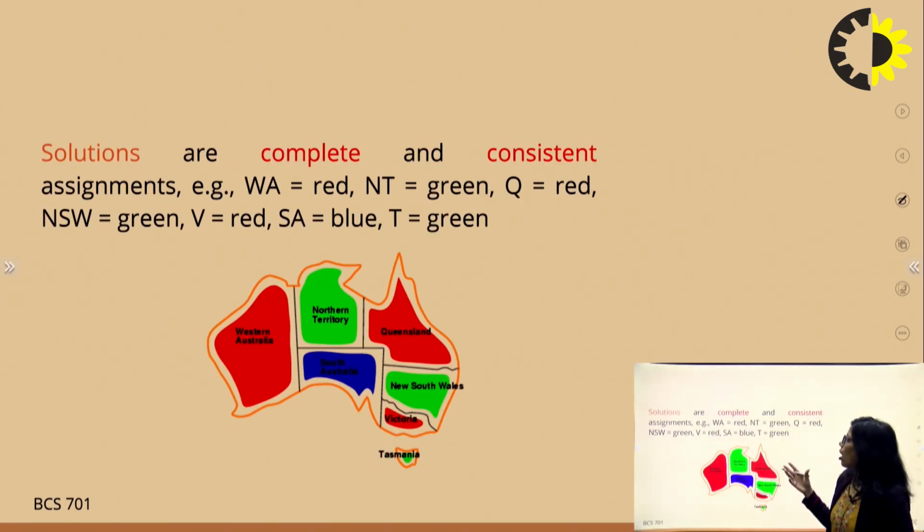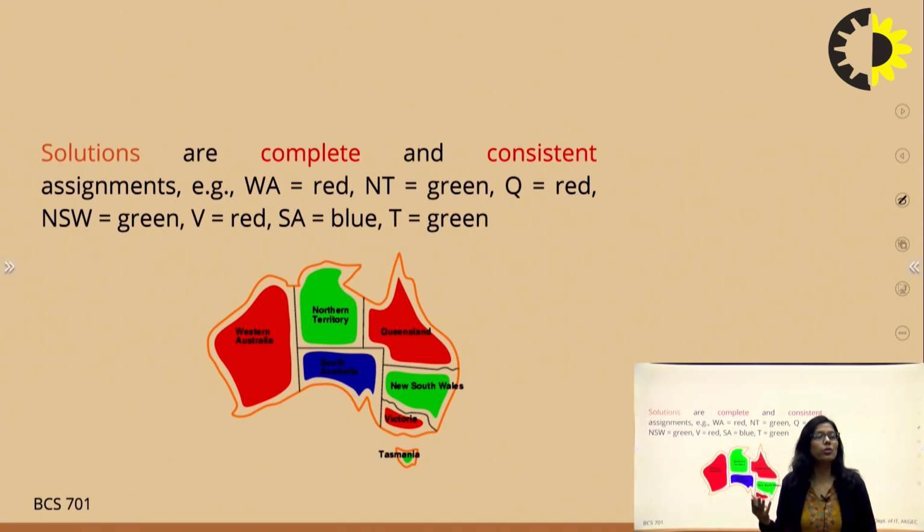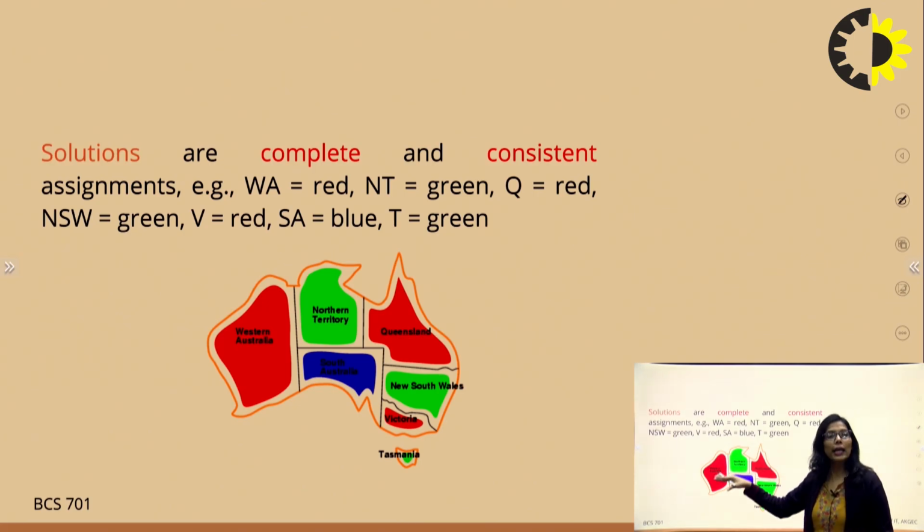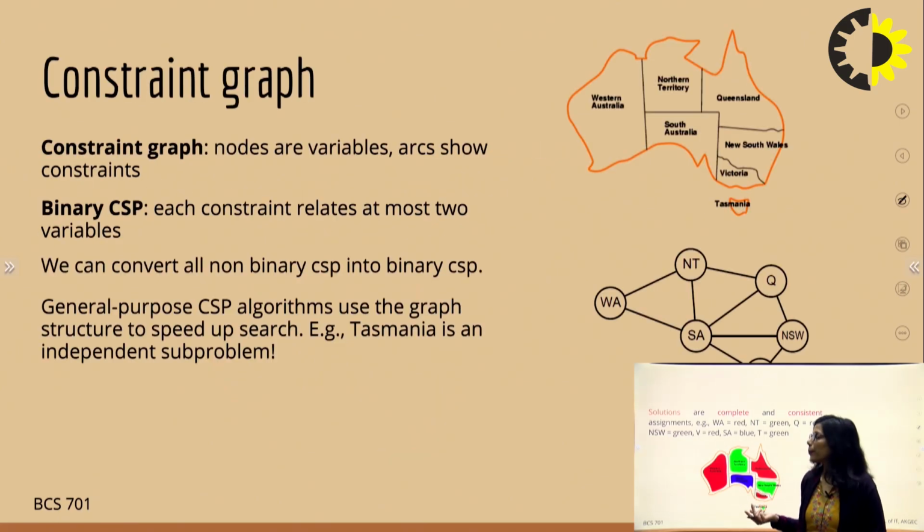Next is when we can say the solutions are complete and consistent. It is complete and consistent when we have the full solution. So we are able to assign a color to each of these territories, and also I am able to pick the values from my domain. And third, none of the constraints are missed.